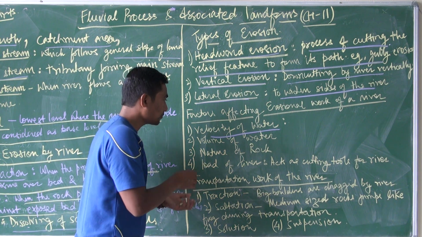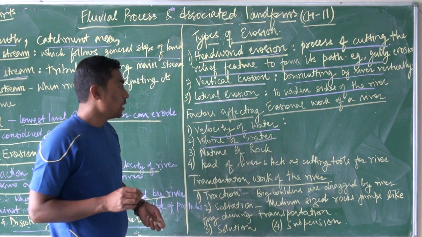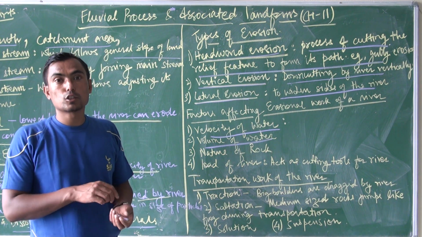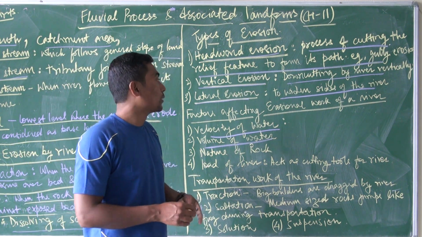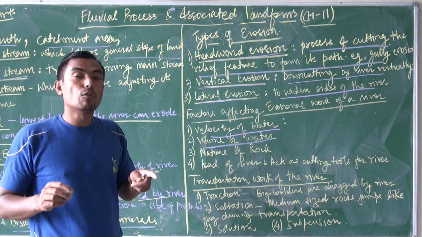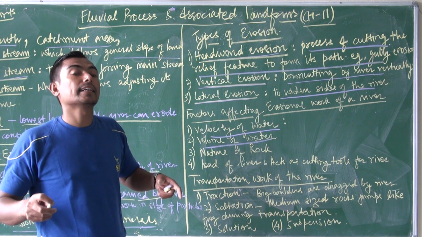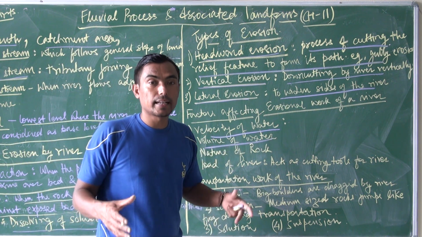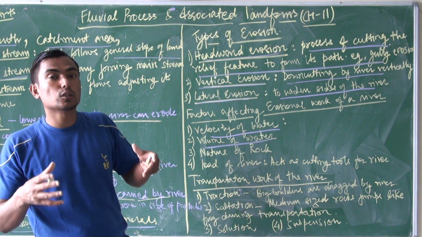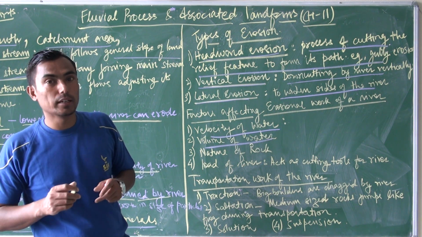Next, volume of water. The volume means the quantity of water. Volume of water is also one of the major factors which affects the erosional work of the river. If the volume of water is high, it means that it can carry bigger boulders. It can carry big boulders, and these boulders act as a tool of erosion on its path.